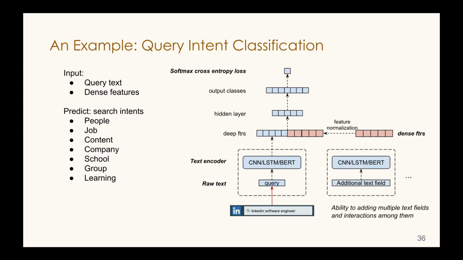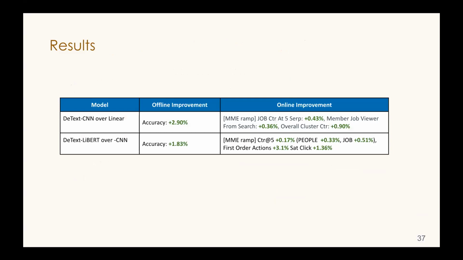Notice that with DeText, you can have multiple text fields, so it is easy to add multiple text fields. And what's more important, you can have interactions among these text fields. So that is how we can design a multi-class classification with DeText.